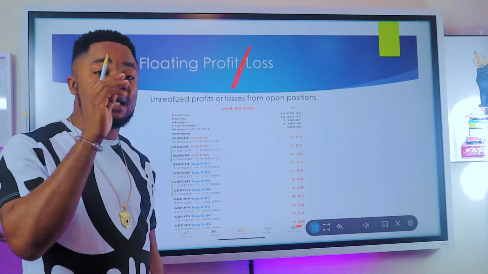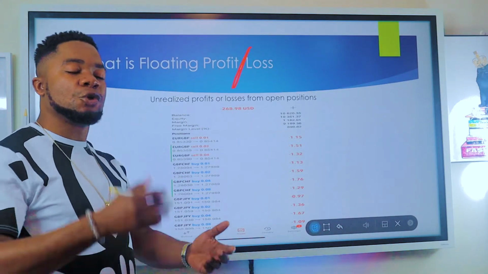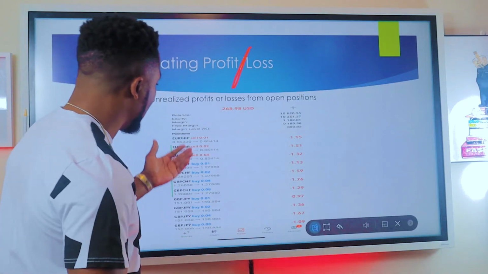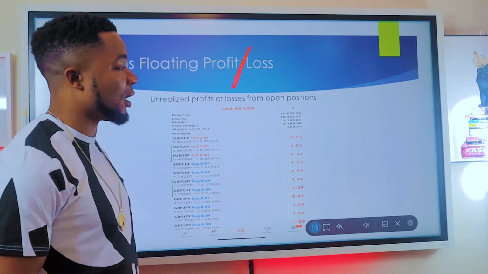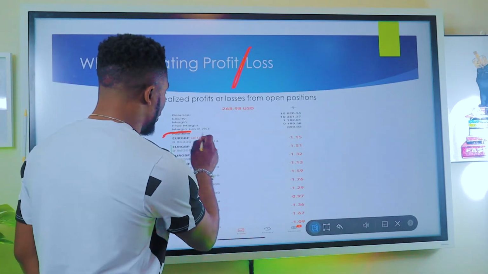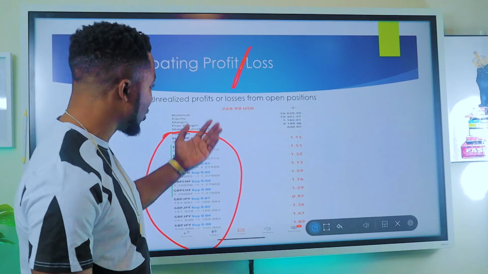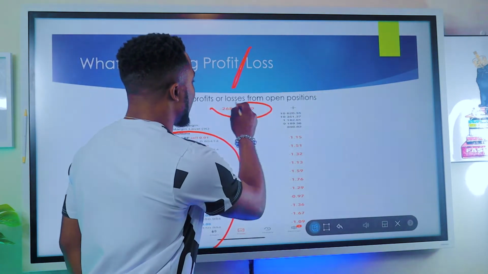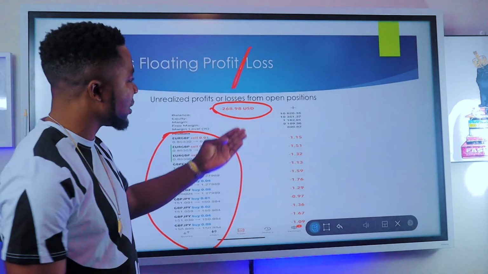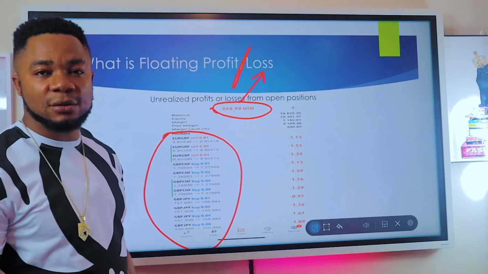That is the main reason it is called an unrealized profit or floating profit, because you haven't closed the trade. The trades are still open, or the positions are still open. Take this MT4 screenshot for an example. On this MT4 screenshot, you can see I have trades here. These are positions. I have all these trades open, and according to them, I'm actually making a loss of $268.